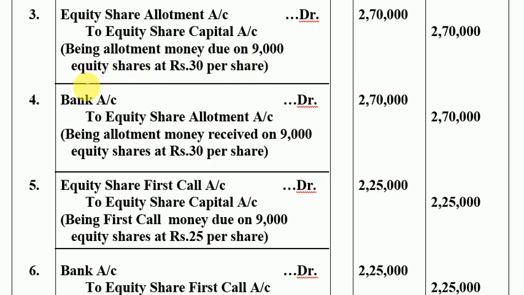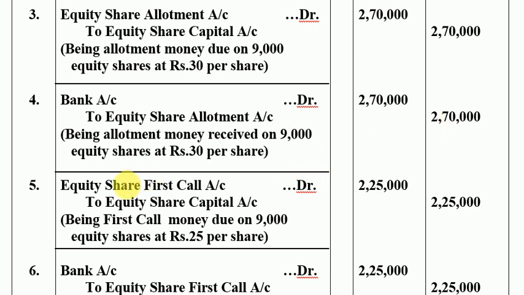The next entry is for receiving allotment money, bank account debit to equity share allotment account, being allotment money received on 9,000 shares at rupees 30 per share. It makes 2,70,000 debit and 2,70,000 credit.